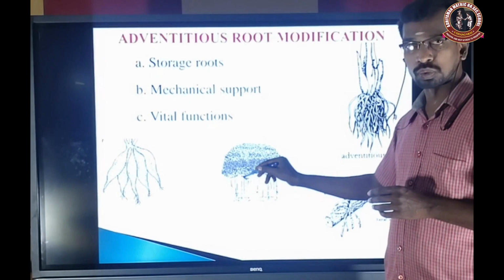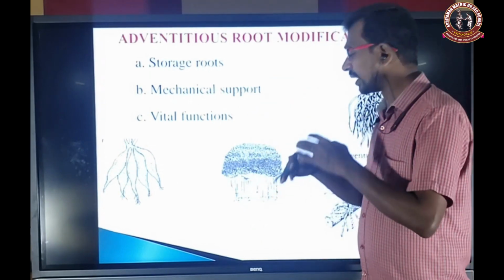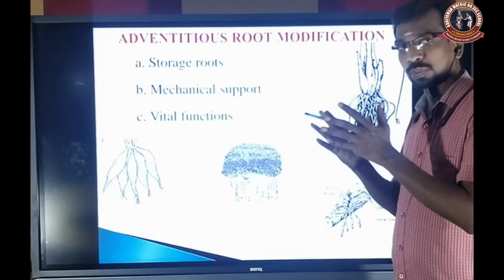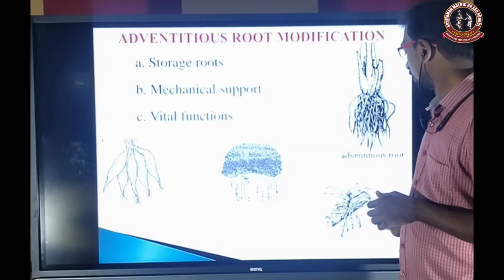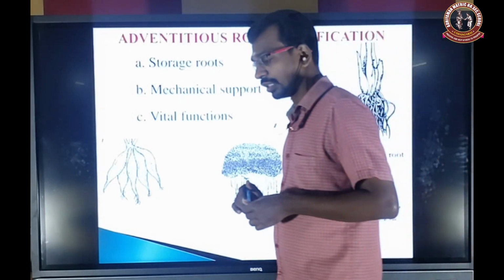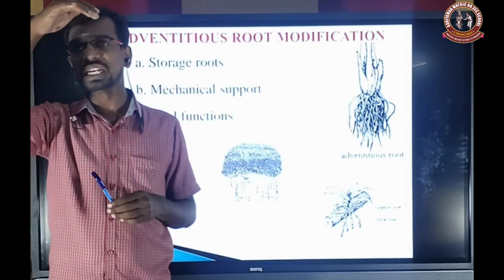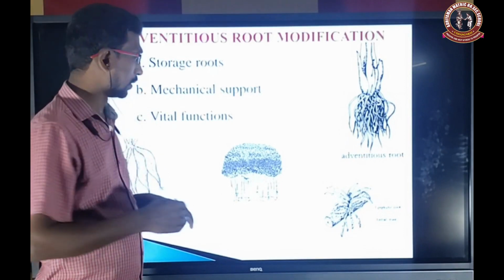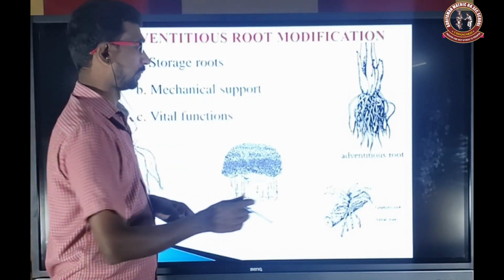Initially it's an aerial root, but it will grow towards the soil and make a prominent structure, and it acts as a support for the particular branches. So that is a vital function. This kind of root will be hanging freely in the air and helps to absorb water and minerals. Okay, so that is a vital function.